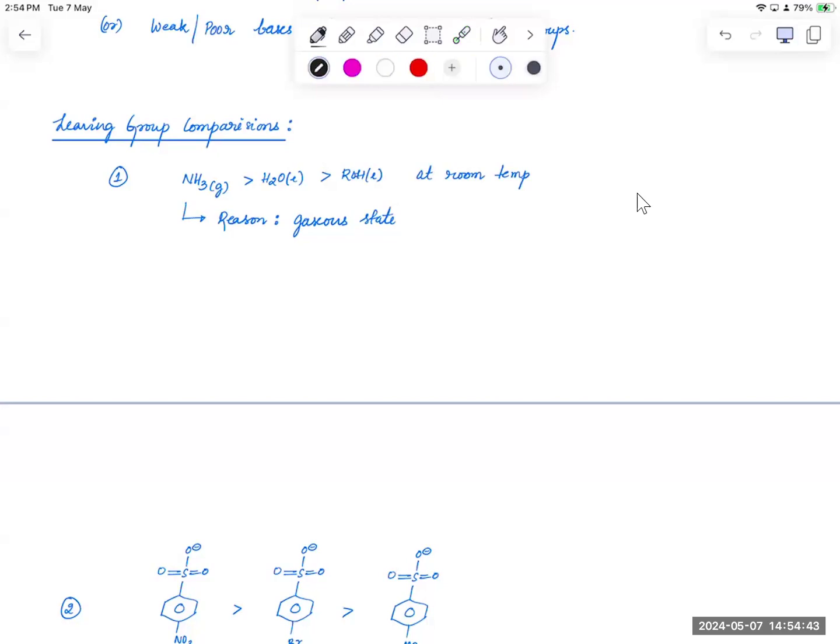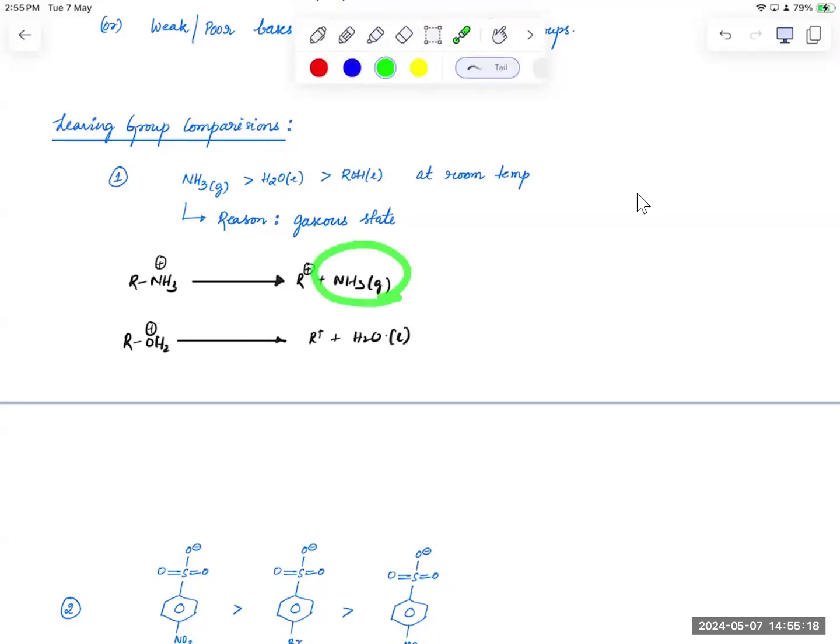In short, suppose you have RNH3+ and ROH2+. In that case we'll get R+ and NH3. Similarly, we have R+ and H2O. Here it is coming out as a gas, here it is coming out as a liquid. So you can imagine entropy is more for this one, so this is the more favorable reaction compared to this one.